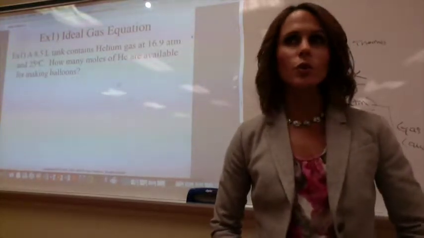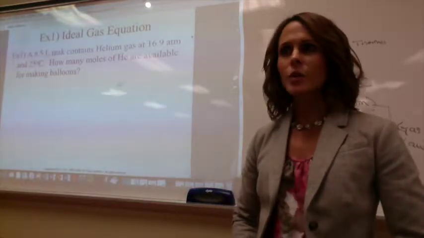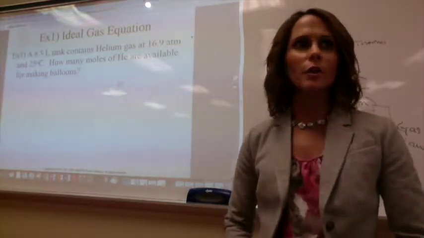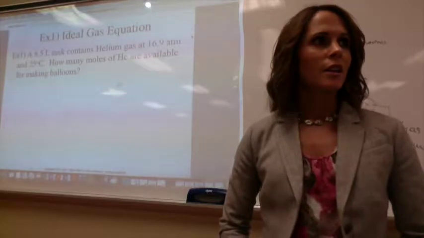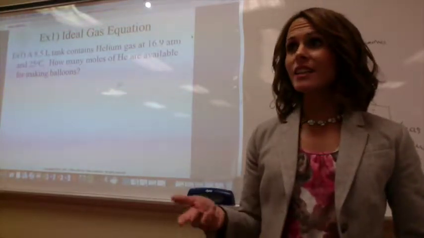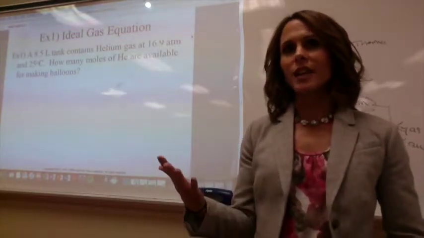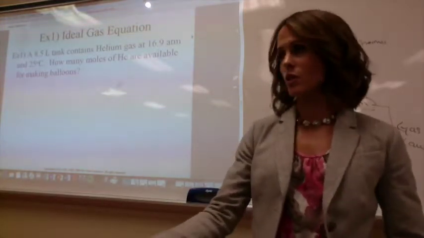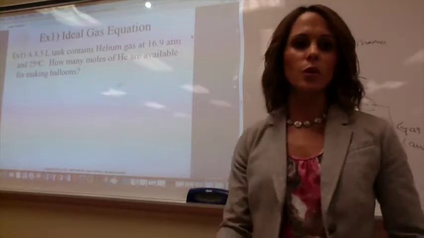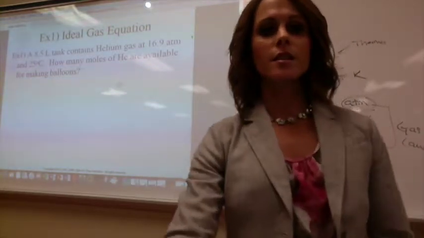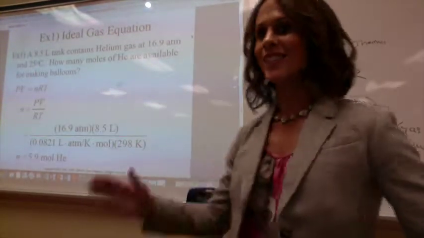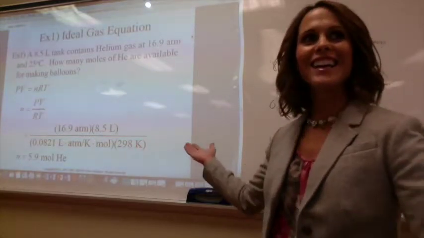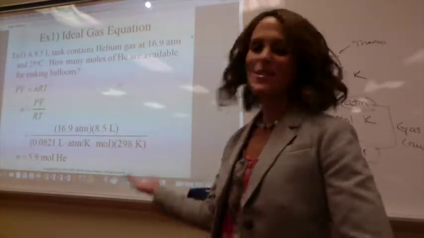So which equation will you use? PV equals nRT. Why are you not going to use P1, V1, P2, V2, that one? Okay, so there's moles and there's just one scenario, right? If you're given two situations, then you need to use the P1, V1, P2, V2. But this is obviously including moles in only one scenario. So go ahead and set this up and solve. So the answer is 5.9 moles.